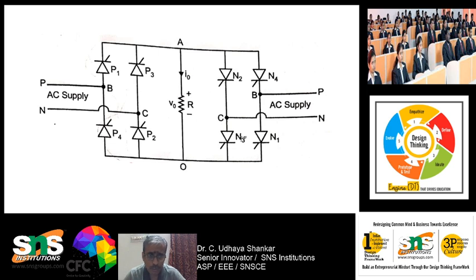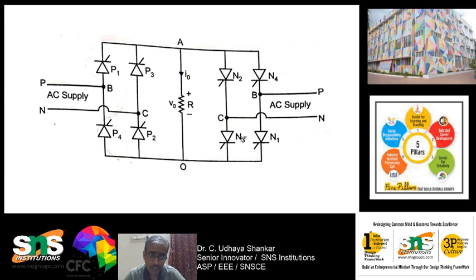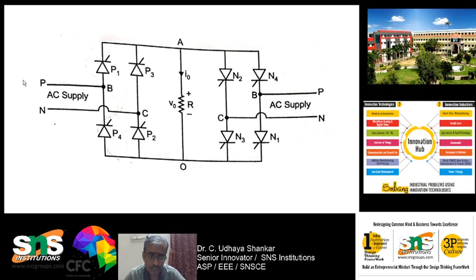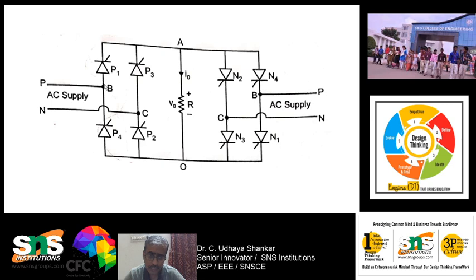So during the positive half cycle, from 0 to pi, P1 and P2 will be forward biased, is it right? And it will be triggered at alpha. So for example, in the AC supply, the positive and negative will be changed. Here will be positive and here will be negative. So P1 and P2 will be forward biased, and P3, P4 will be reverse biased. If we give the trigger pulse to P1 and P2, they will start conducting, and the output voltage here you will be getting the positive and negative.